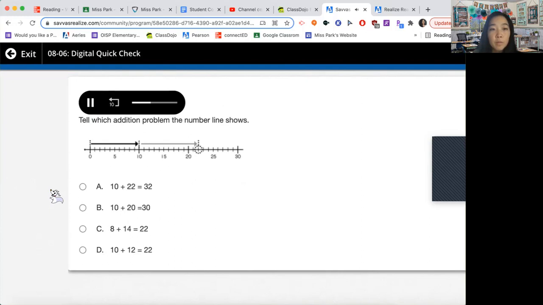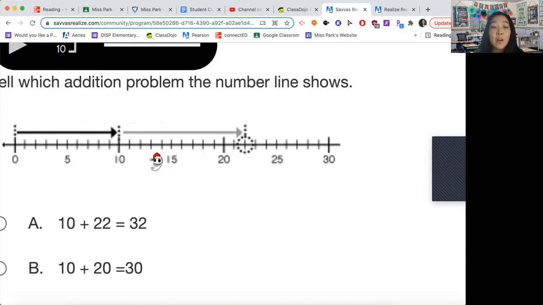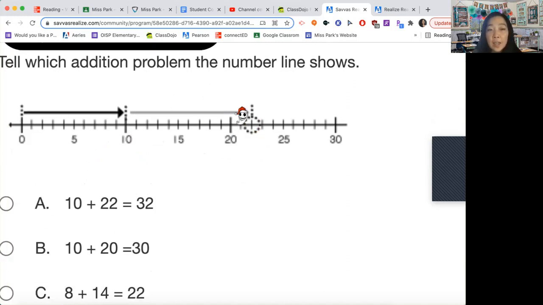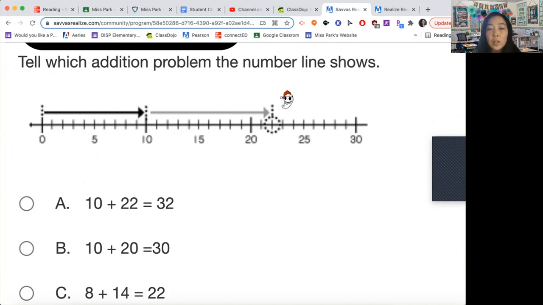Tell which addition problem the number line shows. So here we've got 10. So we need it to start with 10. So it's A, B, and D. Now we need to count on to see what our total is. Ready? 11, 12, 13, 14, 15, 16, 17, 18, 19, 20, 21, 22. So we're adding 10 plus 22.